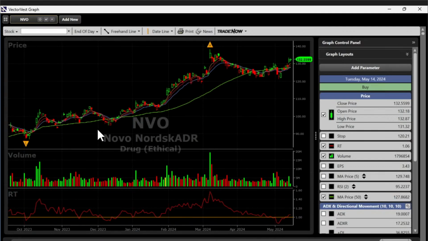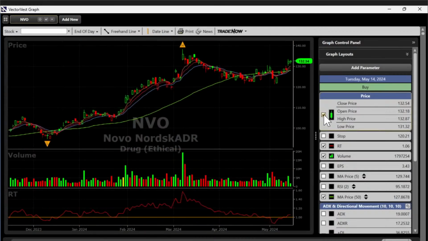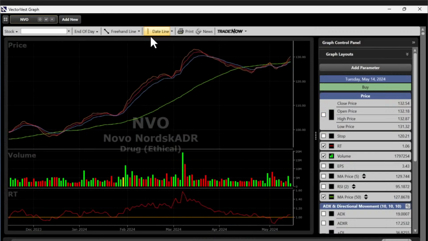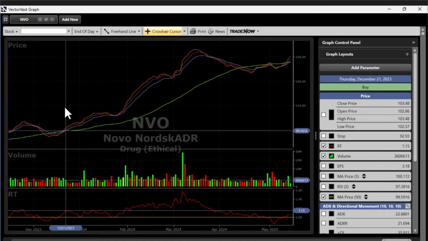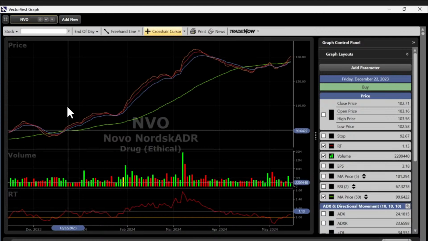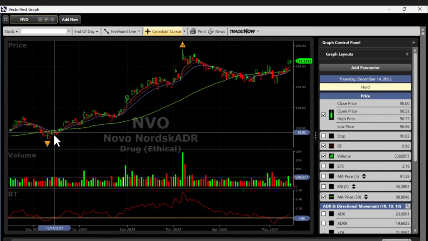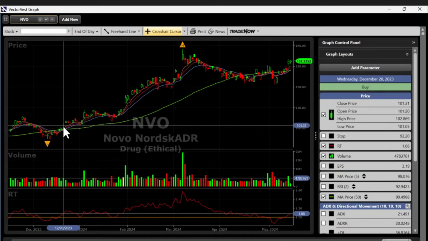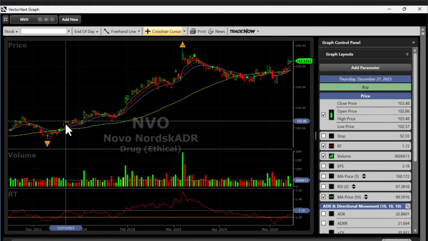Okay, let's look back historically, just recently, at some of these other examples with NVO. So based on what you know so far, was this area right here an area that you could have taken NVO? Yes, right? Price was below the 50, crossed back above the 50. The 3 EMAs began to separate. Right in this area here is where I would have taken the trade.